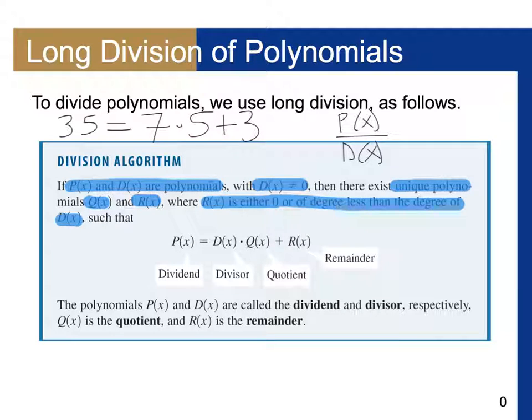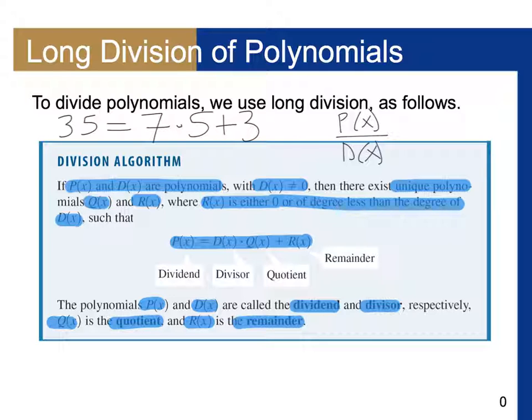So this is our form here: p of x equals d of x times q of x plus r of x. p of x is the dividend, d of x is the divisor, q of x is the quotient, the answer, and r of x is the remainder. The reason we're using x is that now we're talking about functions of x. So these aren't necessarily numbers; they might be expressions involving x.